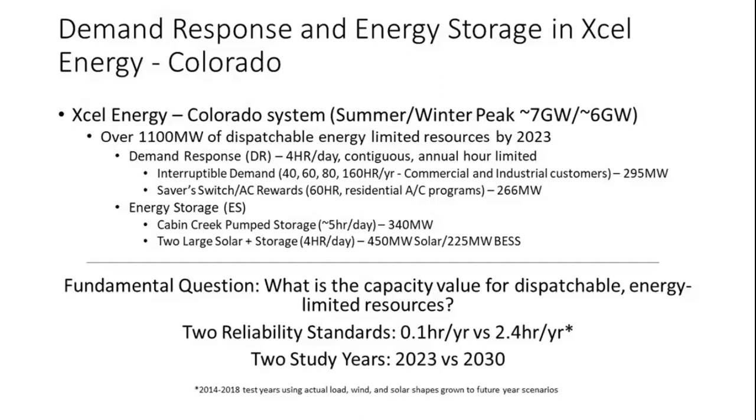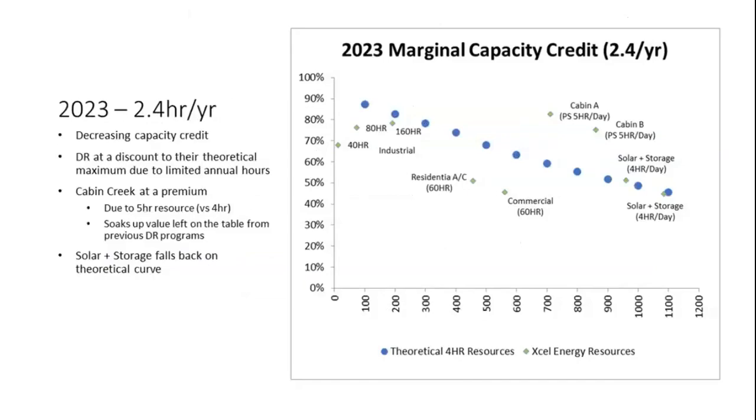A little note there: we are using test years 2014 to 2018 to do this. I'm actually currently working on 2019 so that we can have multiple years of actual load, wind, and solar shapes grown to these future year installations, a 2023 and a 2030 look. So I'll spend less time on how I did that, and we'll spend a lot more time on what the answer is. So here we are.